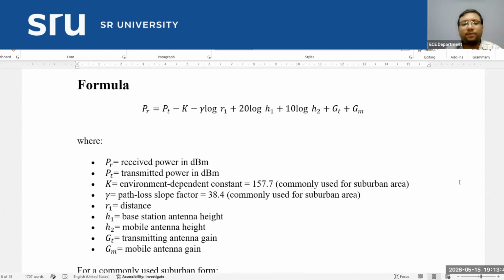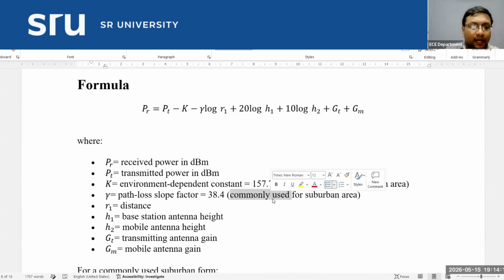PT means transmitted power in dBm. K is an environment dependent constant. This constant value is 157.7 for suburban area. So if some problem comes in the examination, we can assume this value for suburban area. And the path loss slope factor is 38.4. This is commonly used in suburban area.